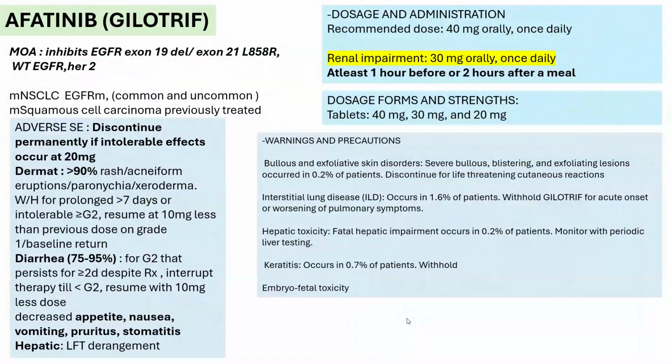Then comes afatinib. Afatinib is almost like a pan-HER inhibitor, EGFR. It acts on exon 19, exon 21, and also on the wild type EGFR. That is why it causes more side effects.